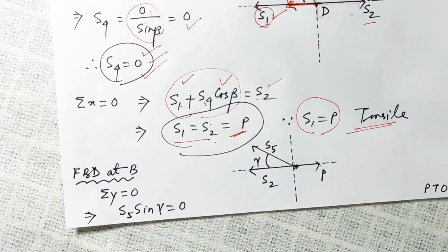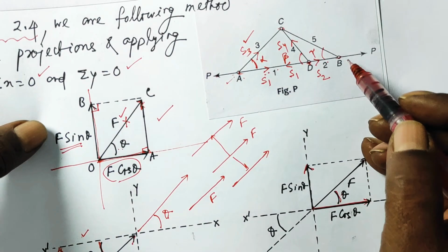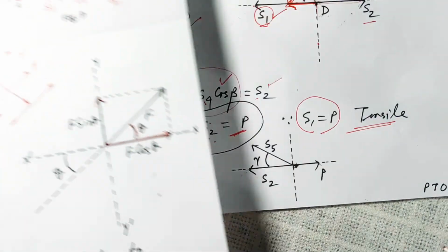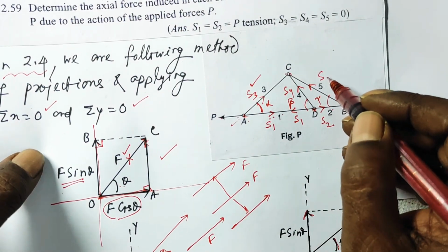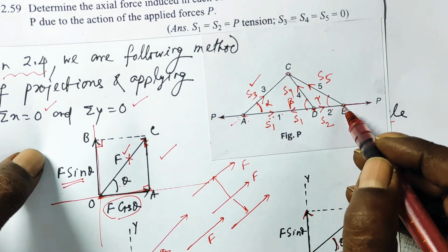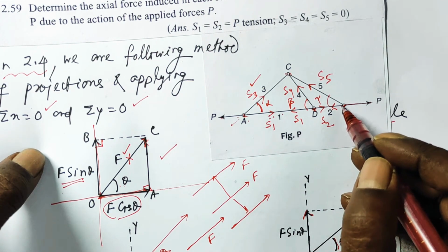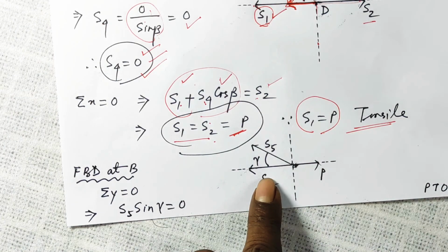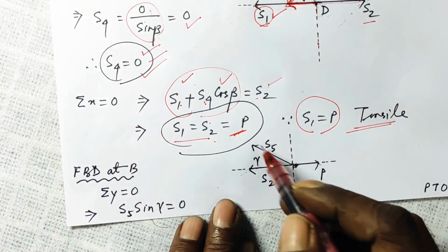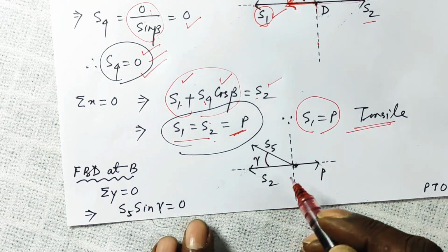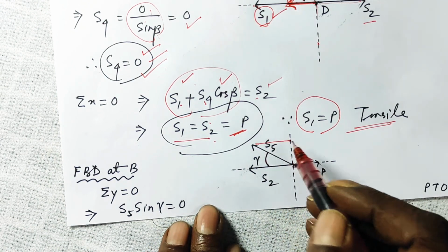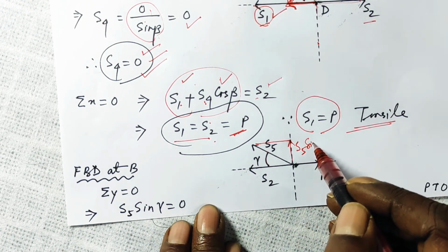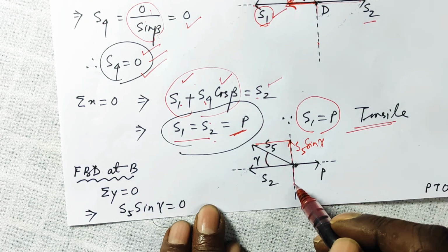Free body diagram at point B, that is this point, P is to this side. This is your S5, and for the point B, this S2 will be towards the left. So that is what is shown here: P, S5, S2, this angle is gamma. If you drop a perpendicular here, this much will be your S5 sin gamma. There is no force to this side.